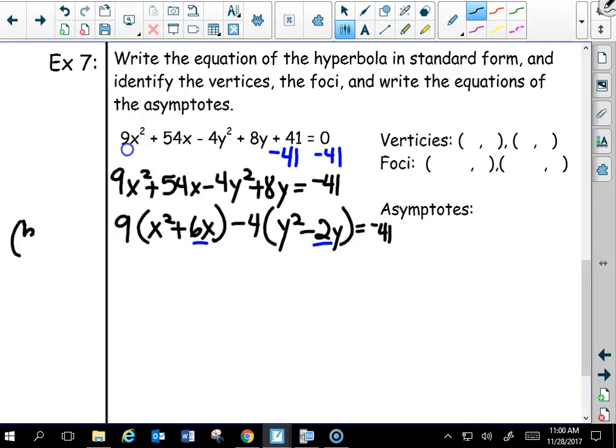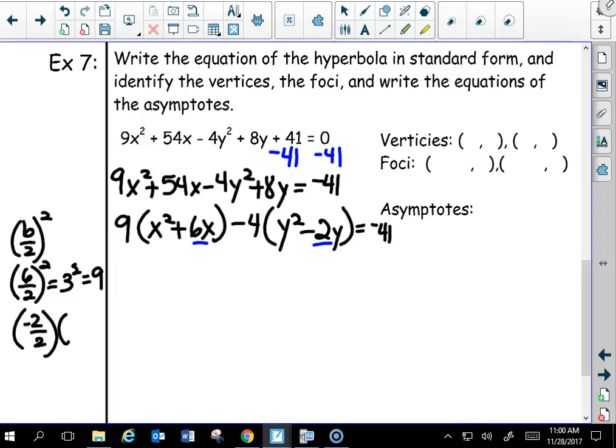So b over 2 squared, that's going to be 6 over 2 squared, which gives me 3 squared, which gives me 9. And I'm going to do the same with the negative 2. Okay, so I need to add the 9 to the inside of this parentheses.